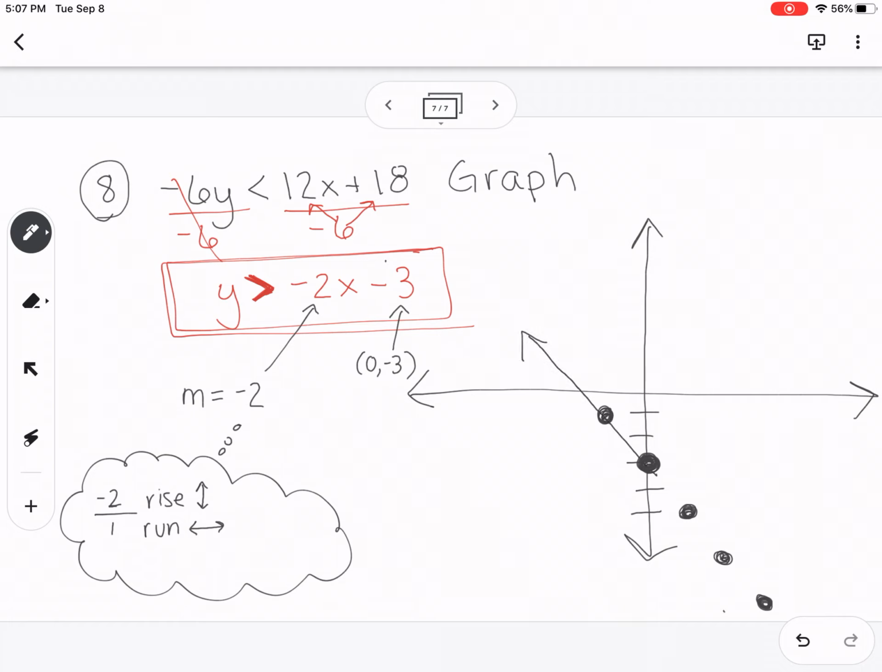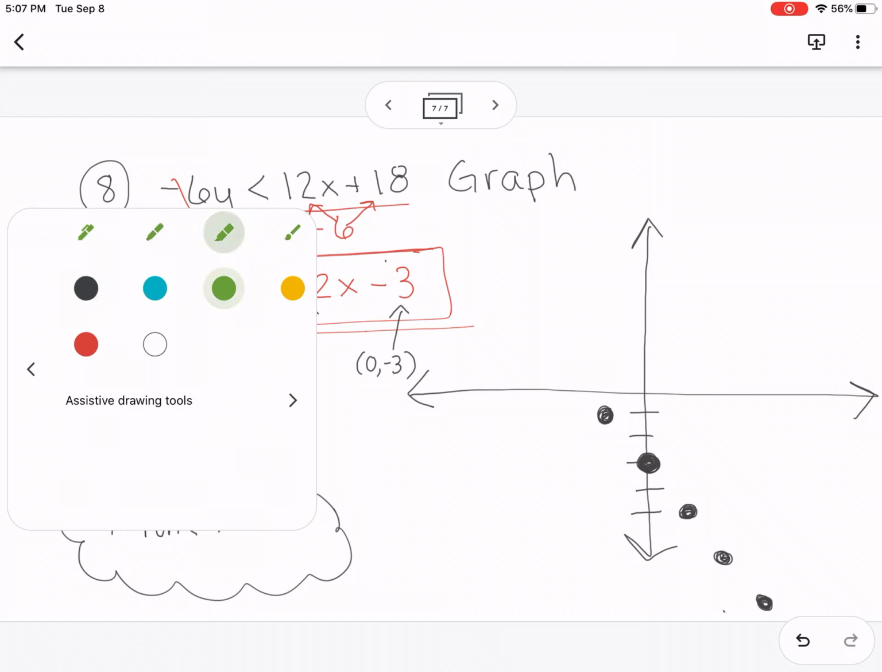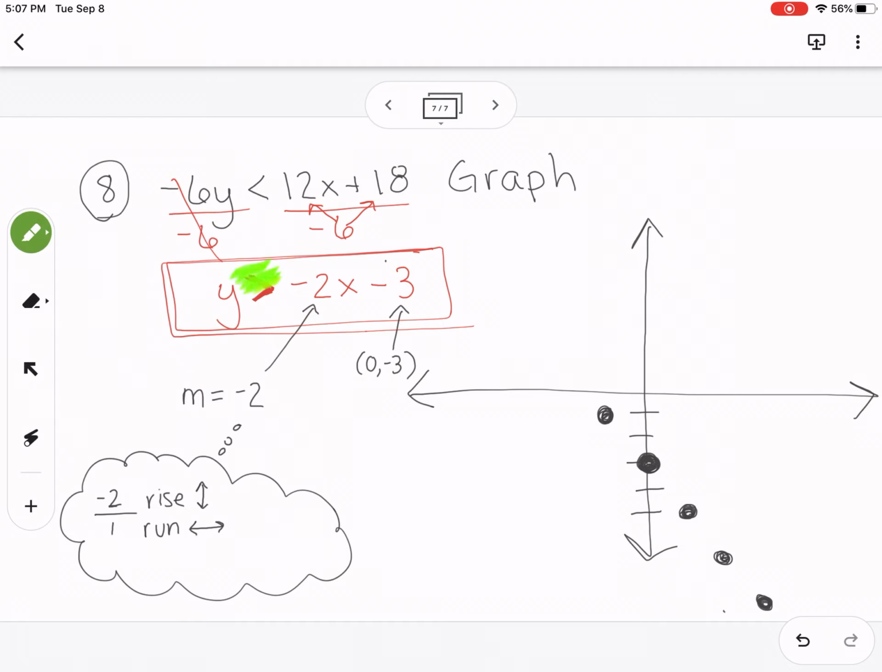Whoops, whoa, can't do that. Why can't I do that? I forgot something. With an inequality, very important, you have to look at your inequality symbol. Oh, that did not highlight the way I thought it was going to. You have to look at your inequality symbol.